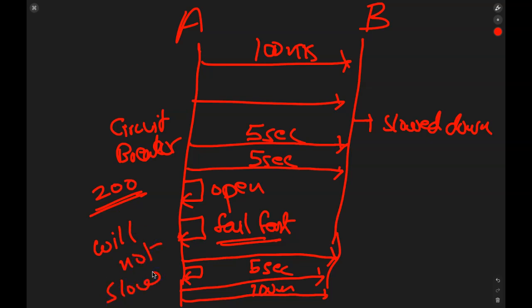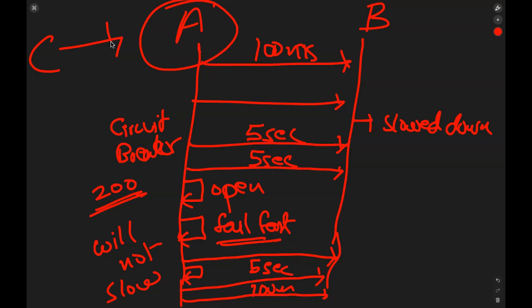Yes, of course, it will start to throw exceptions when it is failing fast because it's not calling service B, but service A will not get slowed down. As a result, if there is another service C which is calling service A, even that won't get slowed down. So you're preventing this cascading effect. This is how the circuit breaker pattern works.